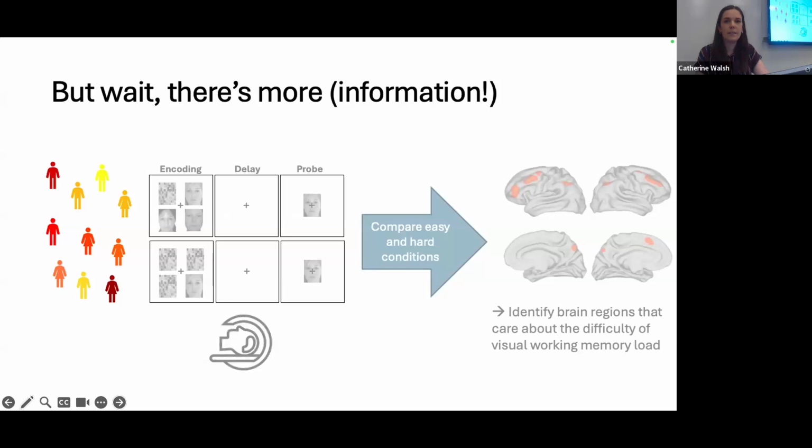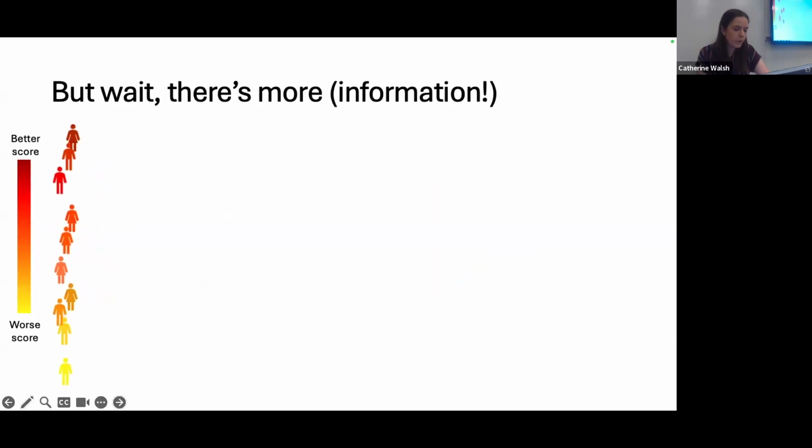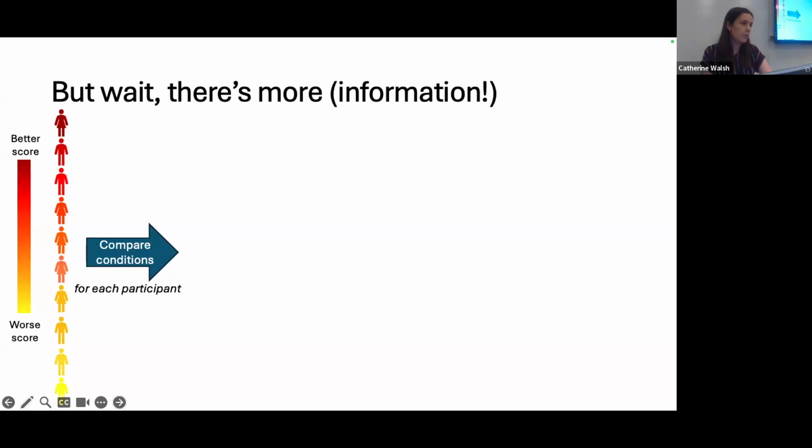From there, we can say that there's going to be variation. For here, the numbers don't really matter. I'm just going to say that people who are colored in red might be doing better on this task, and people who are colored more yellow are doing worse. We can rank order those and get a sense about how people are doing on these tasks and the variation. Within each person, we can do a similar thing as we were doing before and compare easy and hard conditions, but we can do it for each person individually. That'll give us similar things, and we can get brain maps for each person individually.